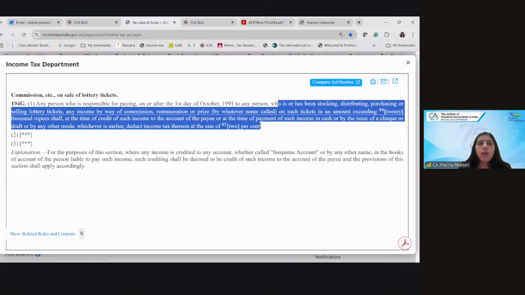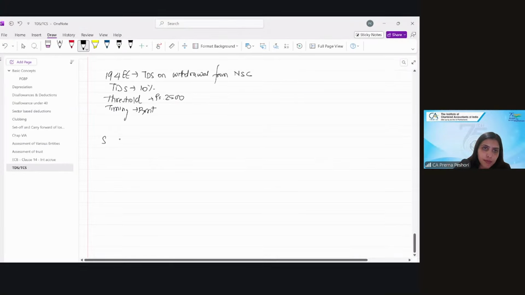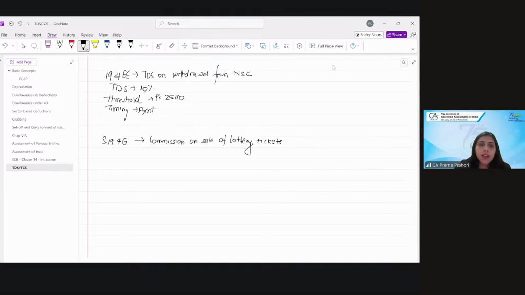So 194G is commission on sale of lottery tickets. Okay. So the deductor is any person.